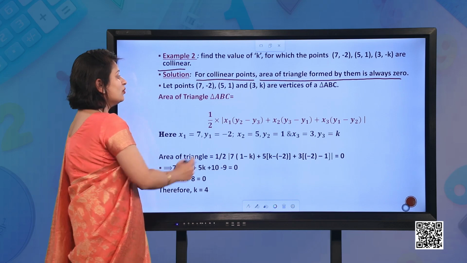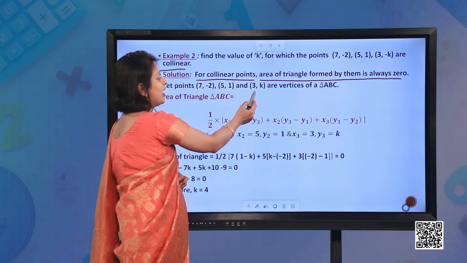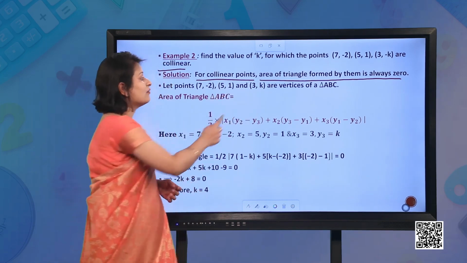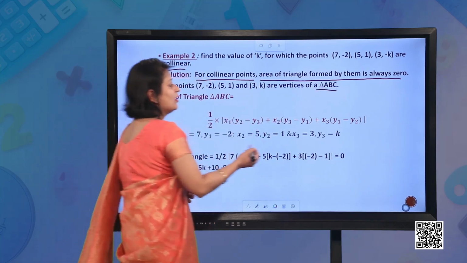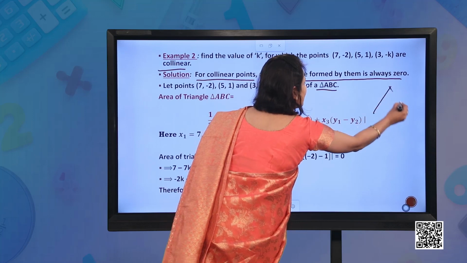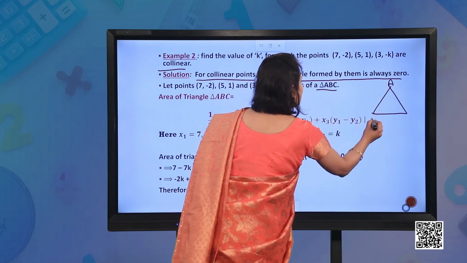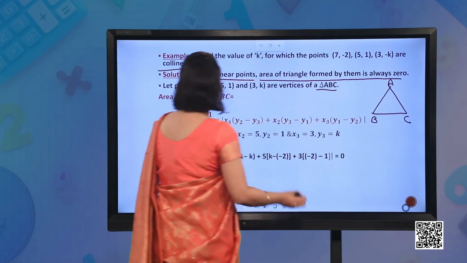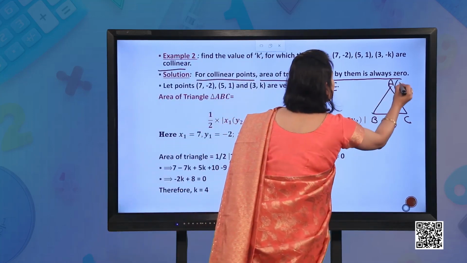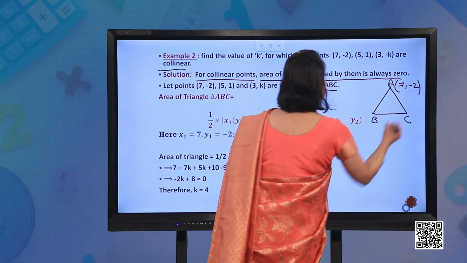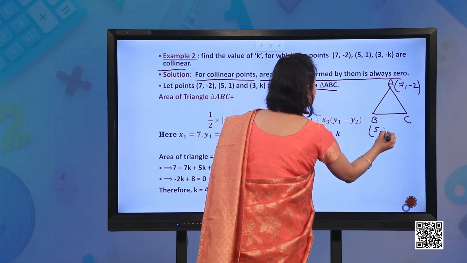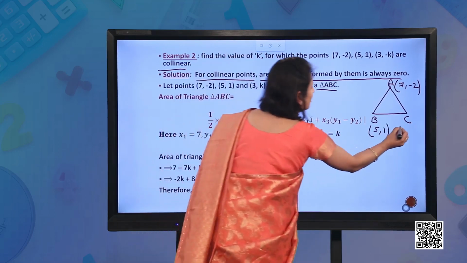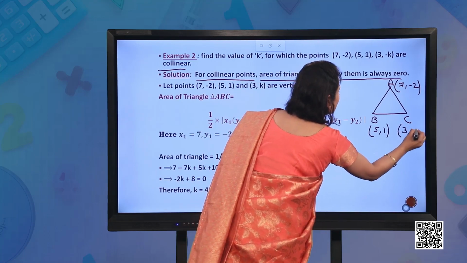So, let the points (7, minus 2), (5, 1) and (3, K) are vertices of triangle ABC. You have taken this triangle which is ABC. A is (7, minus 2), B is (5, 1) and C is (3, K).